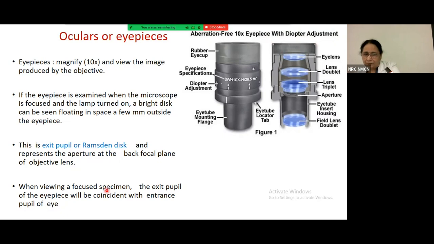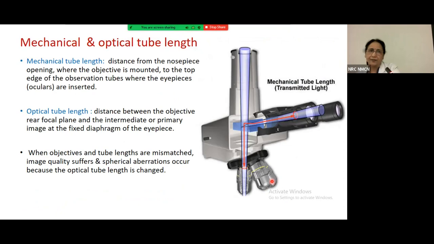When viewing a focused specimen, this exit pupil should coincide with the entrance pupil of the eye. This I will tell you later.